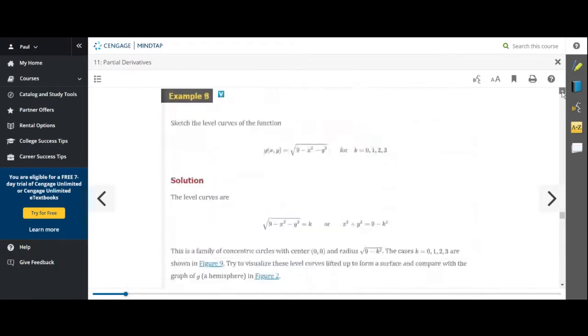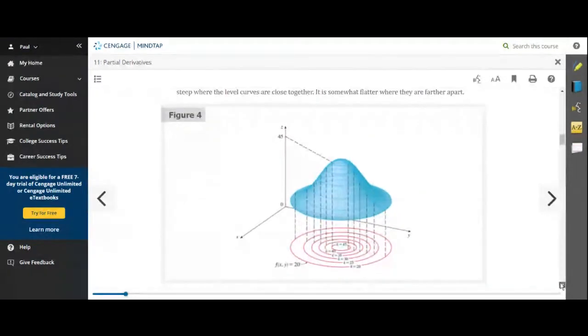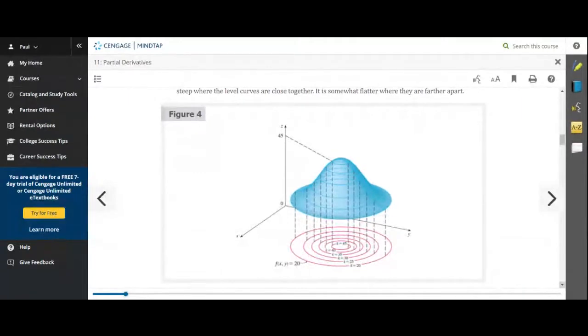They have a nice picture here. For instance, in figure 4, there's a surface, and look at the contour plot in the XY plane below. You see how they take cutouts of the surface at values z equals 20, 25, 30, 35, and 40. Then they look at the level curves on the surface, and project them down into a contour plot below.